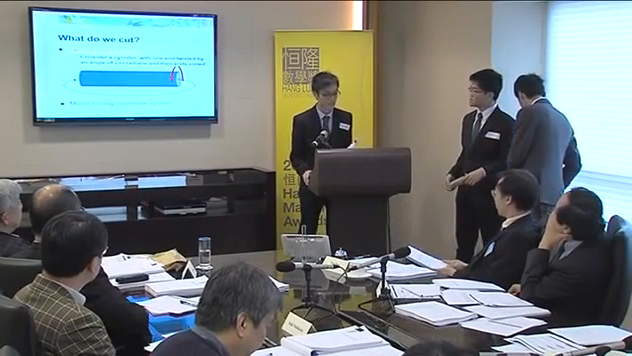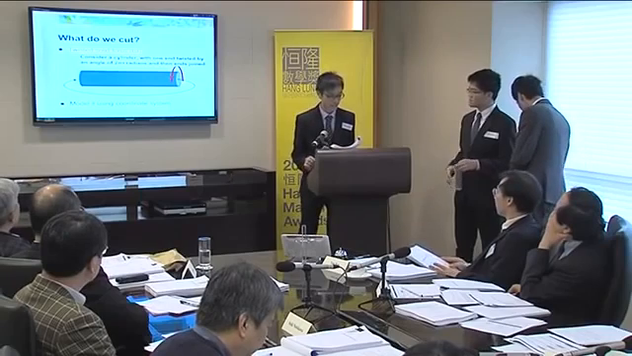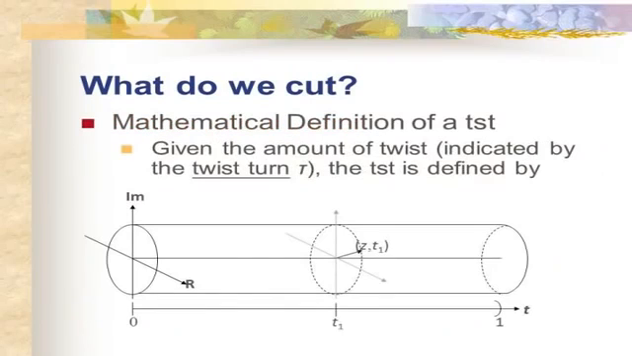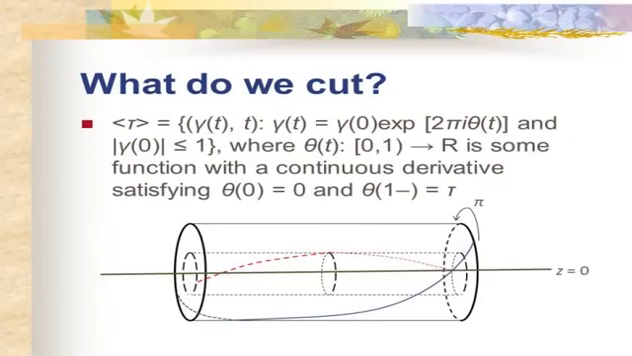So what is a twisted solid torus? We consider a cylinder with the left end fixed, while the right end is twisted by 2 pi tau radians, and then the two ends are joined. We model this using a coordinate system to arrive at our mathematical definition. The tau in our definition is called the twist turn. This is the rigorous mathematical definition of our TST, defined as a set of curves, two of which are represented here.